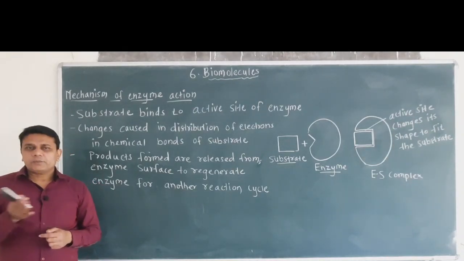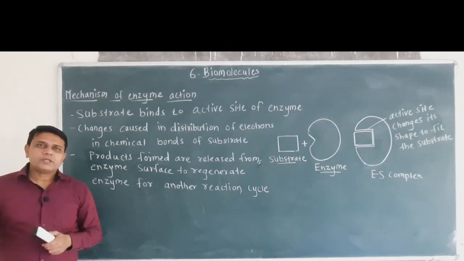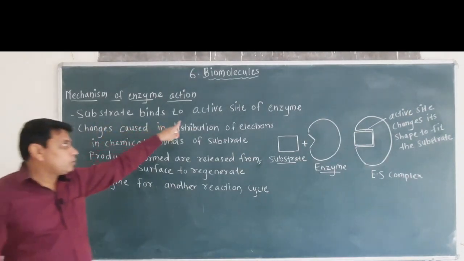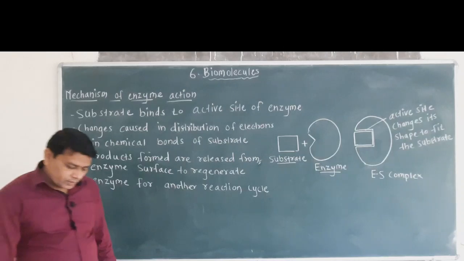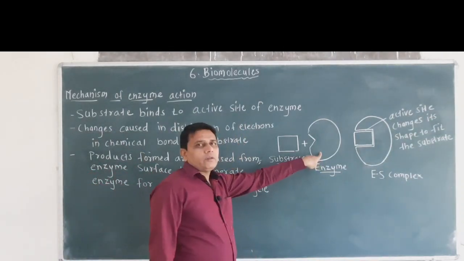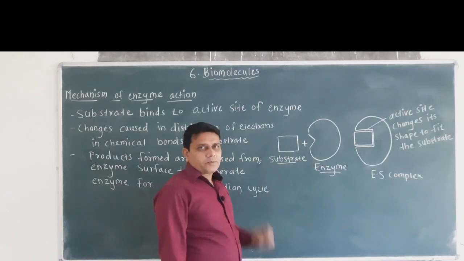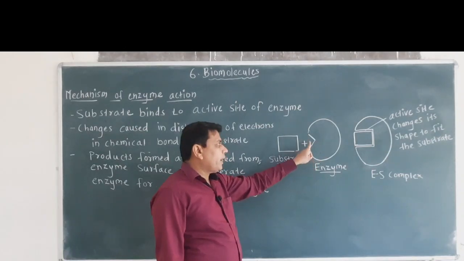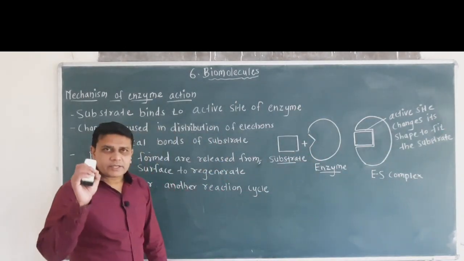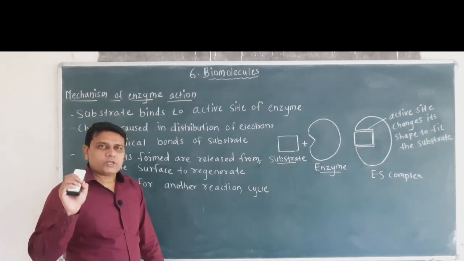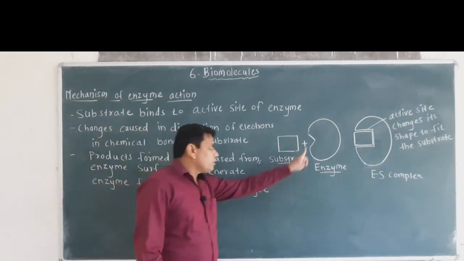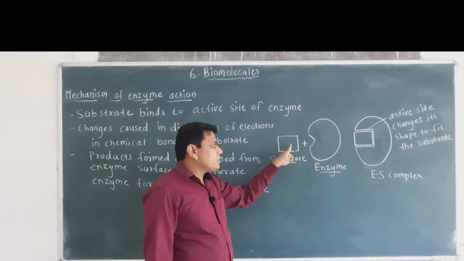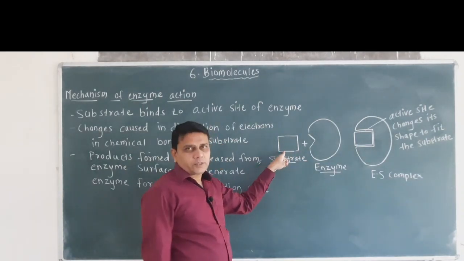Now you know that substrate is a substance on which the enzyme acts. So the substrate binds to the active site of enzyme. Now here in this diagram, here is enzyme and here is substrate. So here we can see the shape of the active site. Now active site means the site where the actual process occurs. So here we see that the site does not have the shape of that substrate.